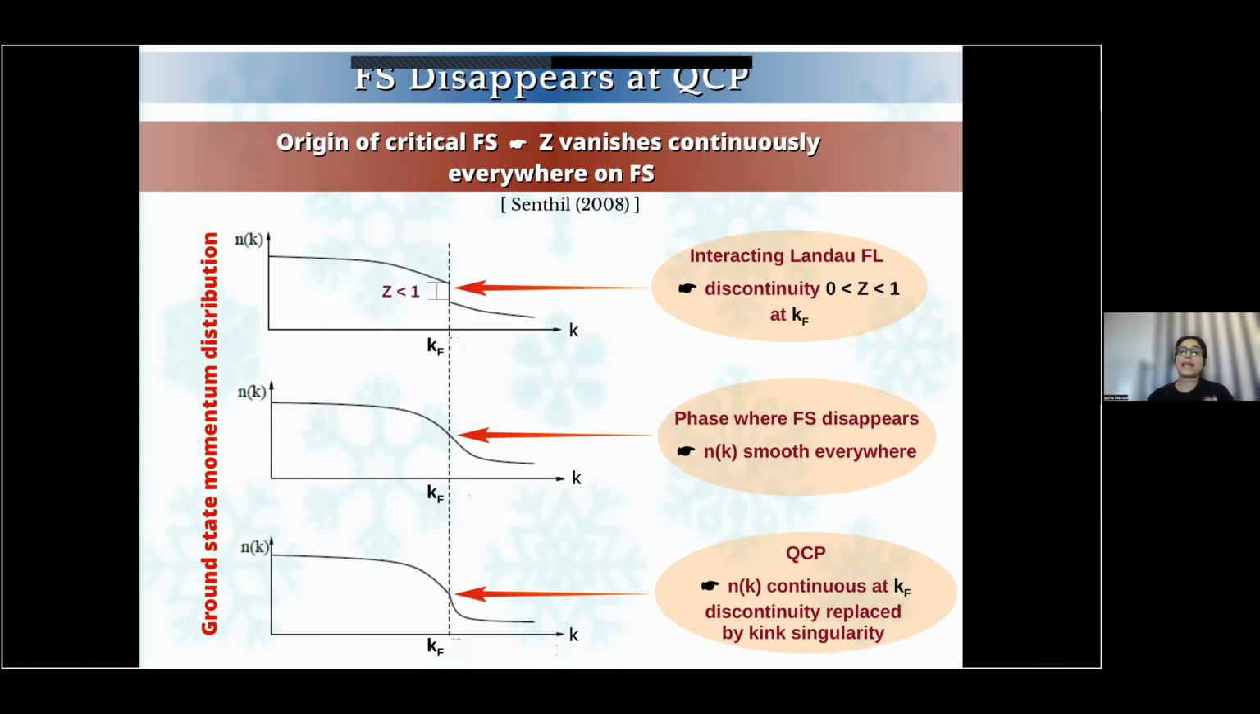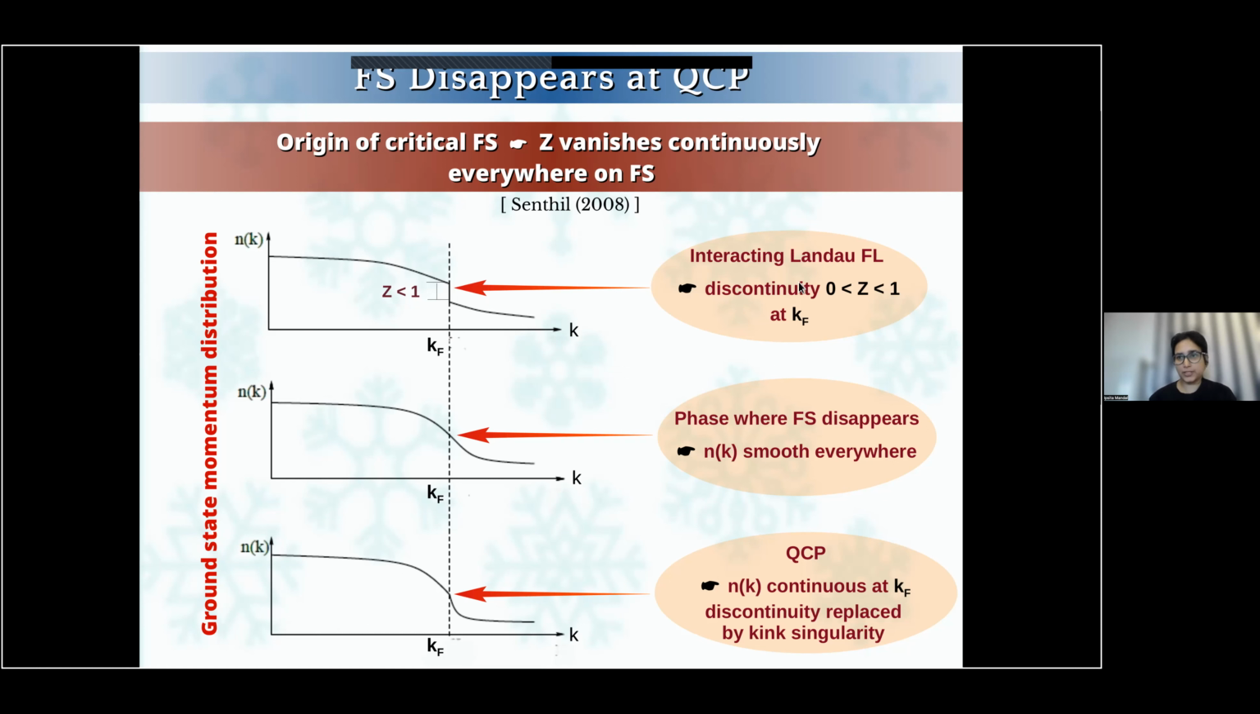Now, how can this happen that we have a sharp Fermi surface but no quasi-particles? So let us look at the origin, or a possible origin, of a critical Fermi surface. This can happen when the quasi-particle weight Z vanishes continuously everywhere on the Fermi surface at the phase transition point. Now, in the series of diagrams, along the y-axis I have shown you the ground state momentum distribution, and along the x-axis there is the momentum k.